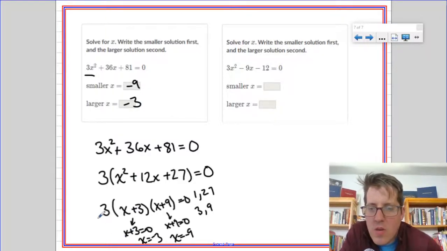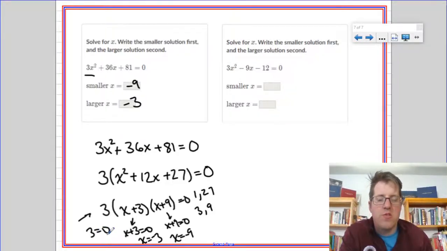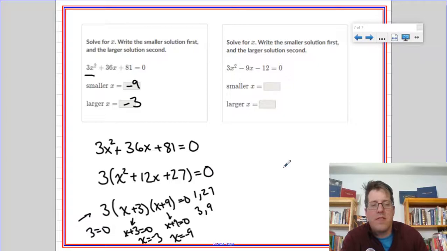Now, you might be saying, well, what about this? Well, can I make 3 equal 0? No, because 3 is just 3. That's why they call it a constant. It's not a variable. It can't change.